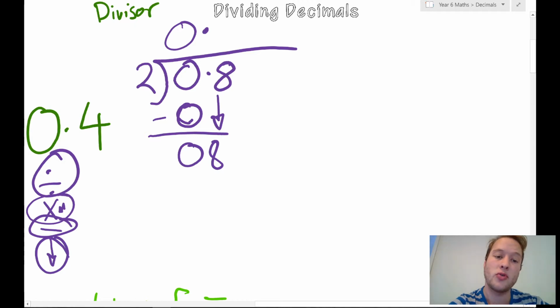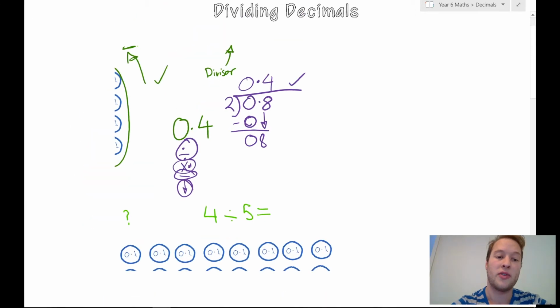So now I'm doing 2 into 8. 2 goes into 8: 2, 4, 6, 8, so it goes in 4 times. There's my answer. Then I ask, is there anything else left? There's nothing here, so I can finish the question. My answer is 0.4. So you can see that my answer was the same.